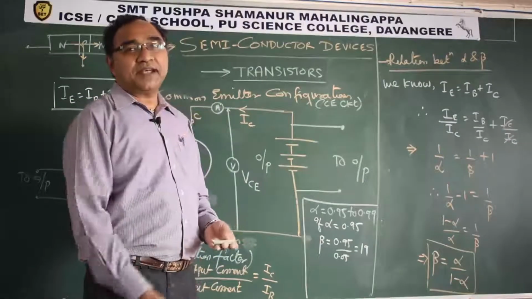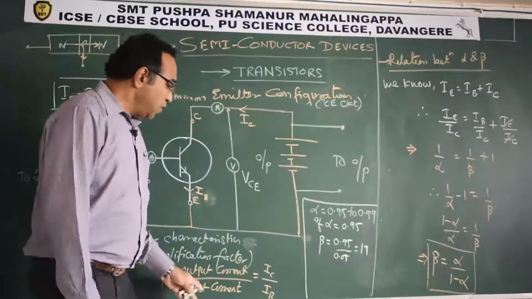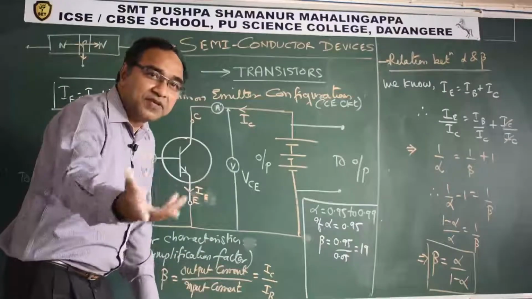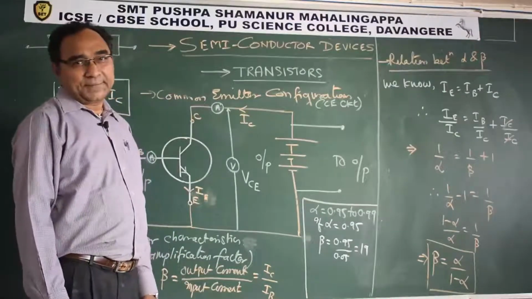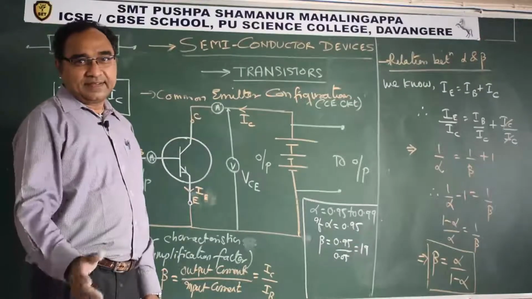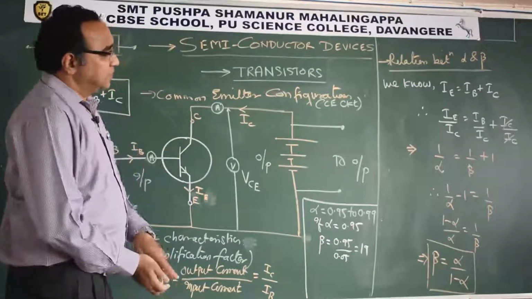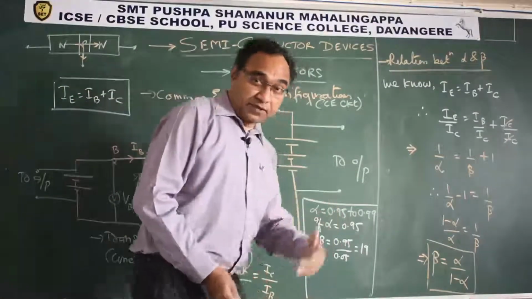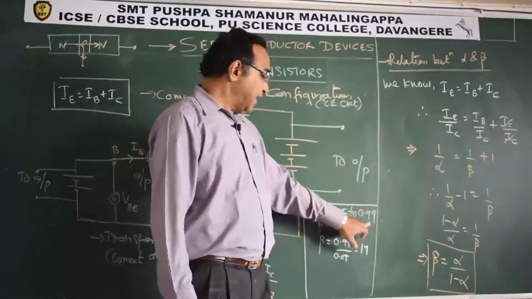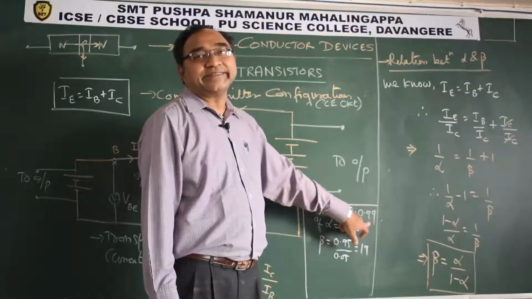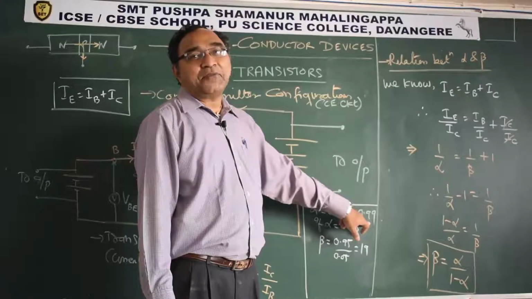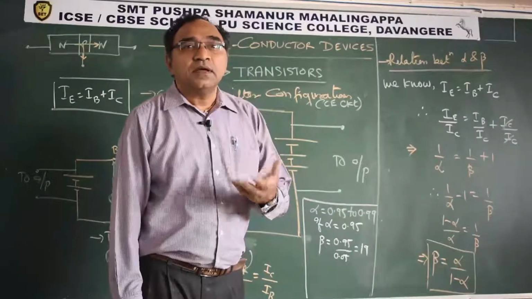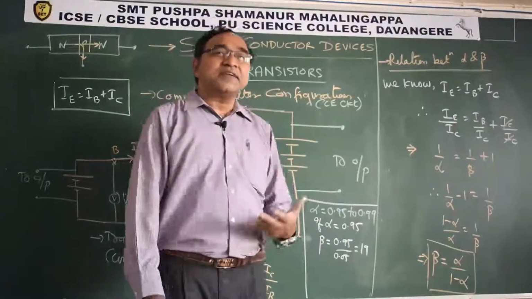In CB, what did we get? Output current is 0.95 times input current. It is less than 1. It has reduced. Where is the amplification? See how we can work out. Students, and you will get an even bigger shock if you take alpha as 0.99. What will you get for beta? 99. 99 times it is increasing.